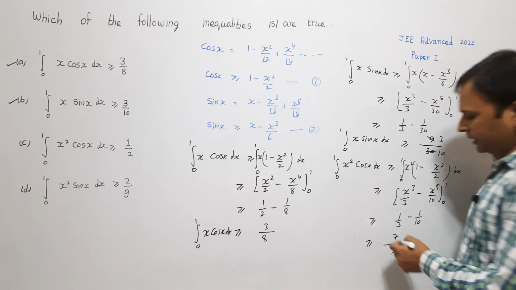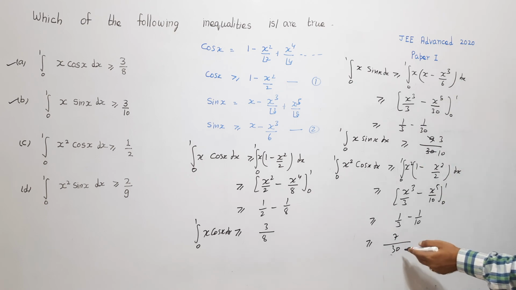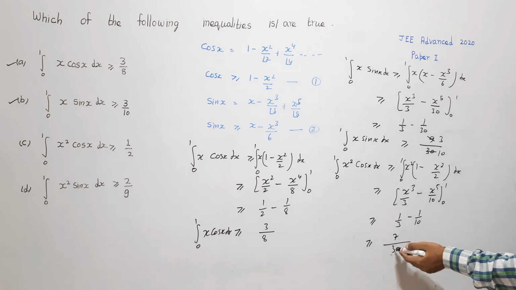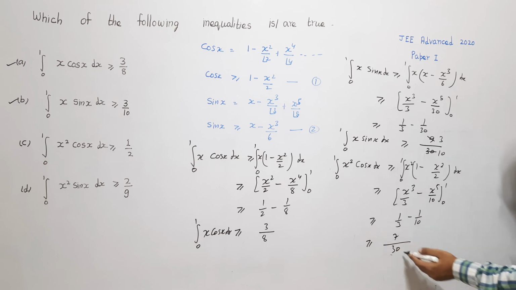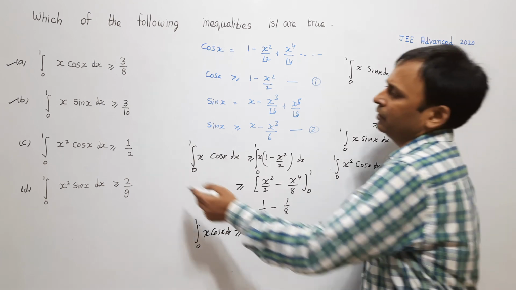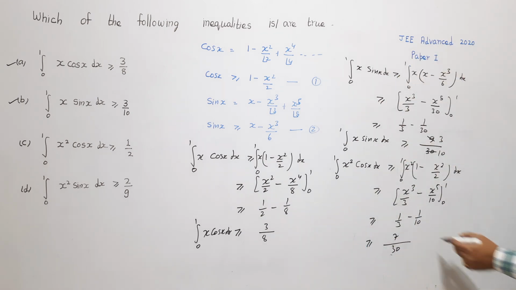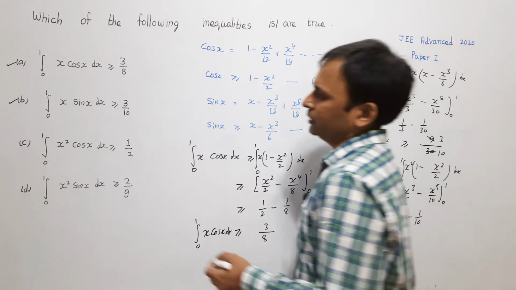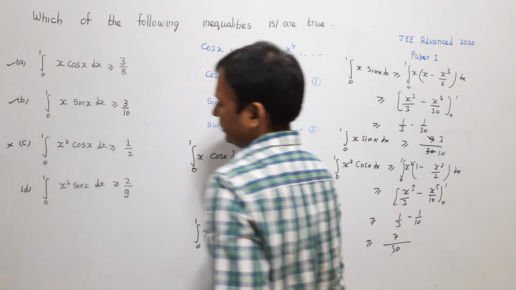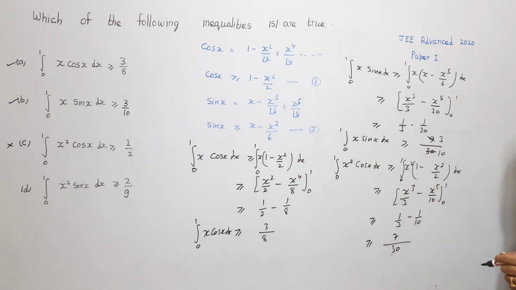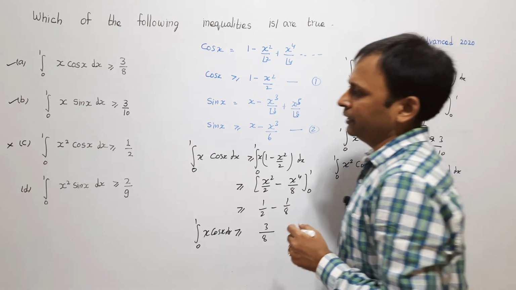Now this 7 by 30, if I see, whose value is approximately 0.4 something, not 0.5, which is not greater than 1 by 2. Okay, so this option may not be the right answer. We can further verify by taking one more term in this series. Then it can be verified that this will not be the correct answer.